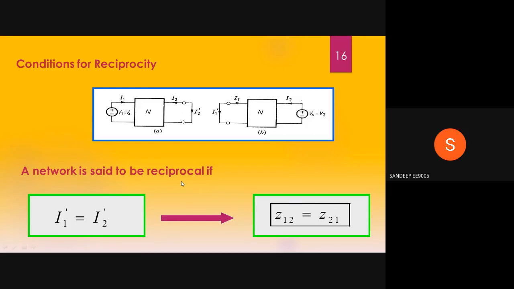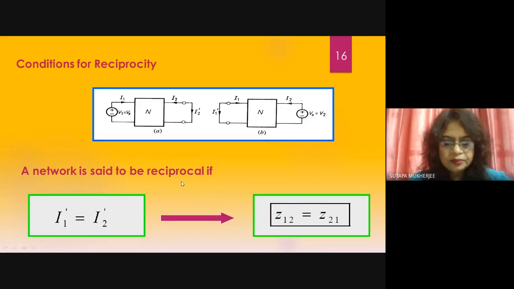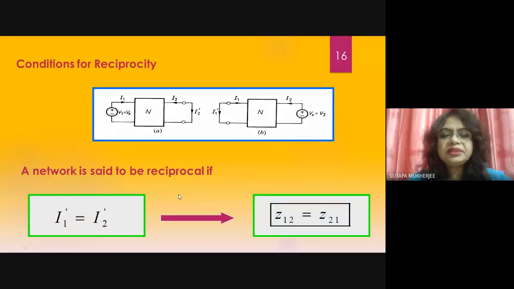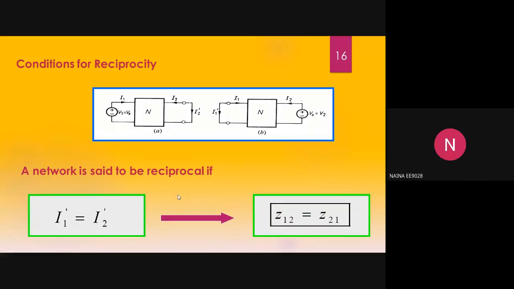Z12? Reverse transfer impedance. Z21? Forward transfer impedance. Forward transfer. Whatever you tell me, just tell me clearly and loudly. What is Z12? What is Z21? Z12 is the reverse transfer impedance and Z21 is the forward transfer impedance.